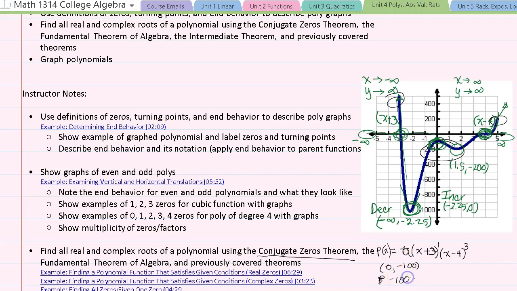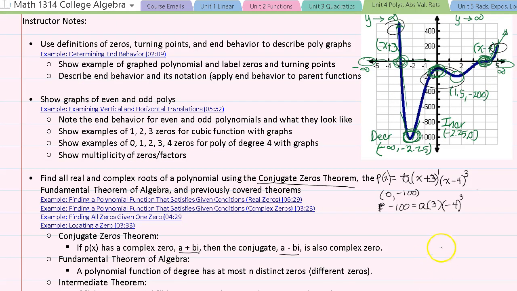We will get negative 100 is equal to a times 3, because 0 plus 3 is 3, and then parentheses negative 4, because 0 minus 4 is negative 4, and then we're going to cube that. And we solve for a, and we will find in this case that a is equal to negative 100 divided by 192. This is assuming that all the zeros are real.